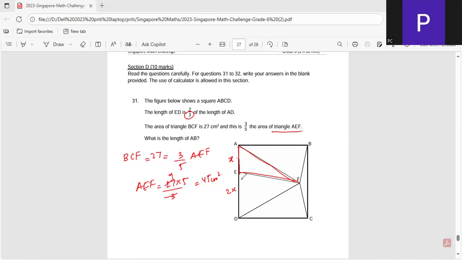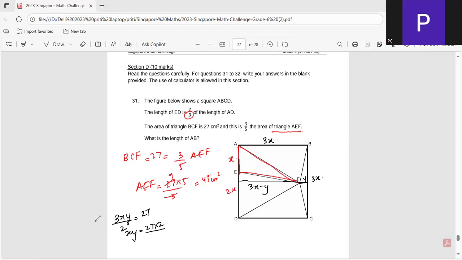So this is 3x. So this is also 3x, and the total area was 27. So can we find the height here? Because we don't know the height, let's just name the height as y, and this one will be 3x minus y, because this whole thing is 3x. So now if we find a connection here, we have 3xy over 2 is equal to 27. Therefore, xy is equal to 27 into 2.